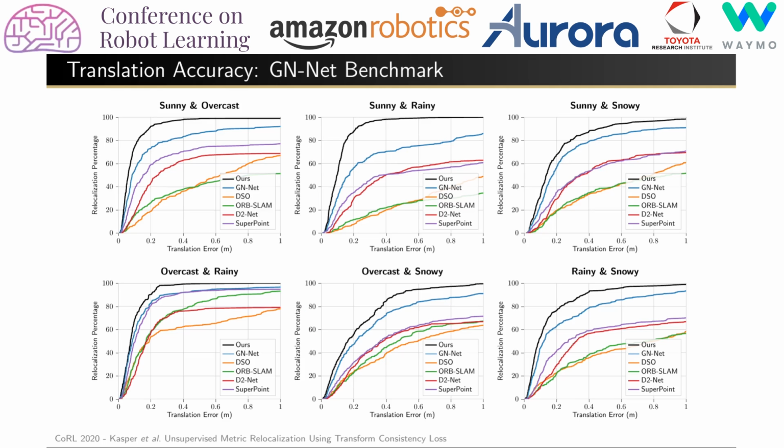Here we can see all the different weather pair datasets published with the GNNet benchmark. In all 6 scenarios, our method significantly outperforms other leading methods.